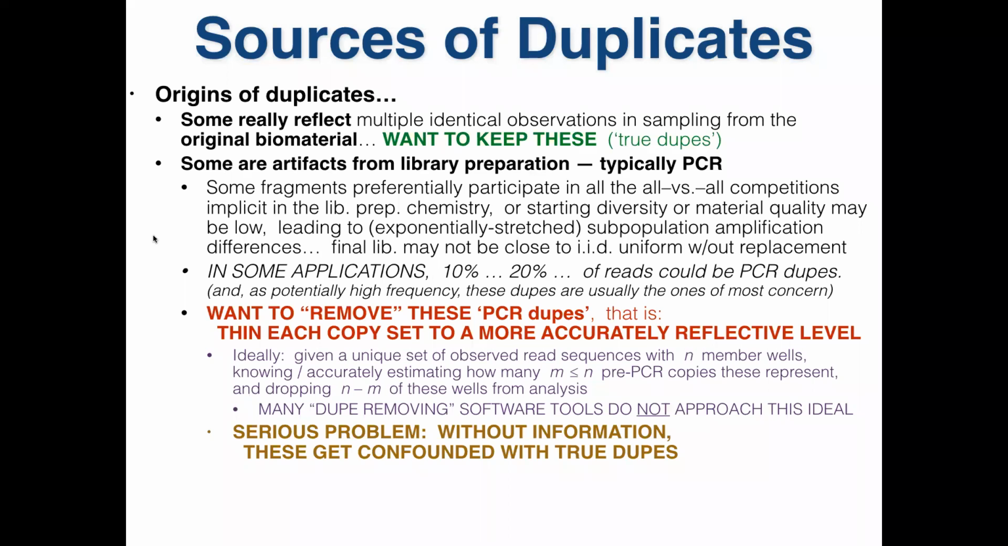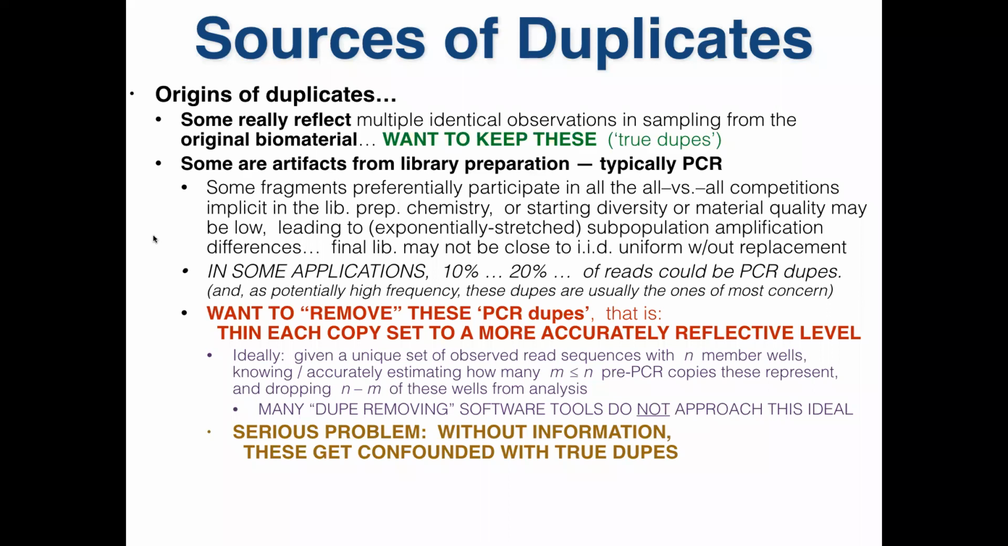And that's not good, because then those don't reflect any kind of independent observations. And because the frequency is high, you've got to do something. There's a point where the dupe rate gets high enough that you've got to do something. So we'd like to remove these PCR dupes. And by remove, that's also a tricky business, because it doesn't really just mean replacing each group of reads that are the same with a single copy.